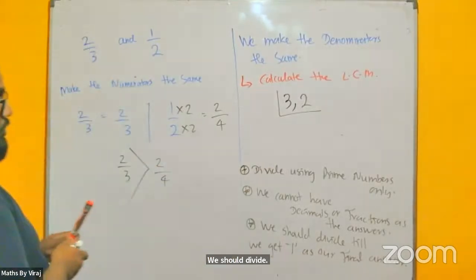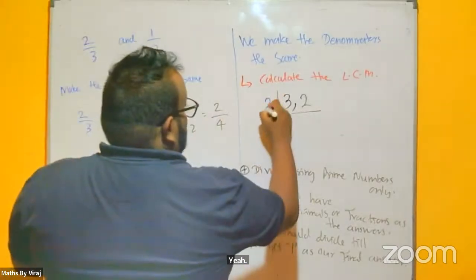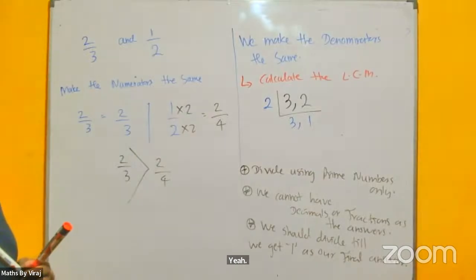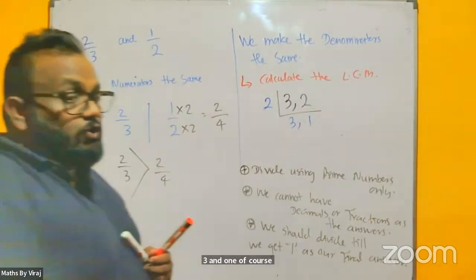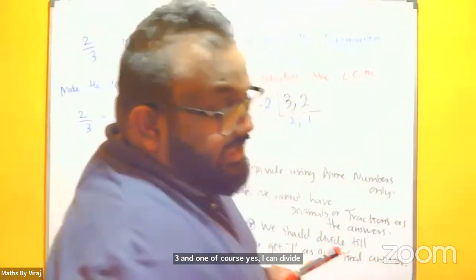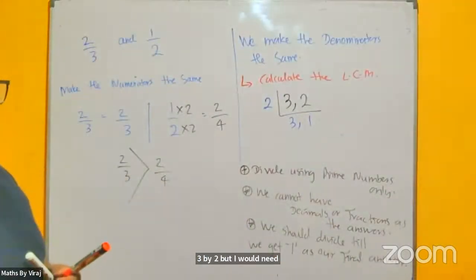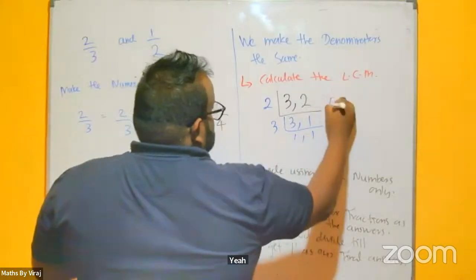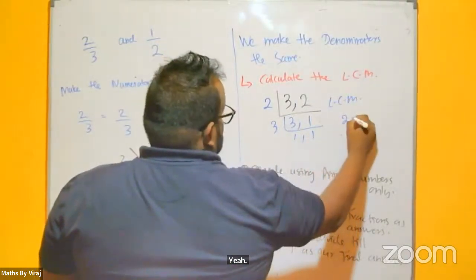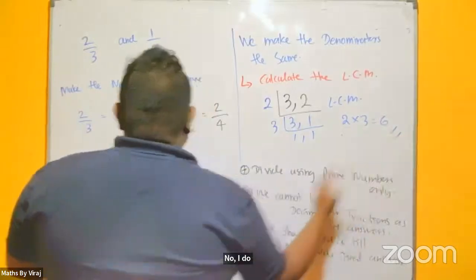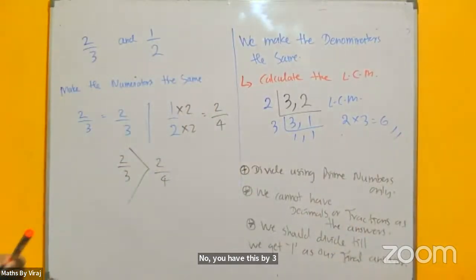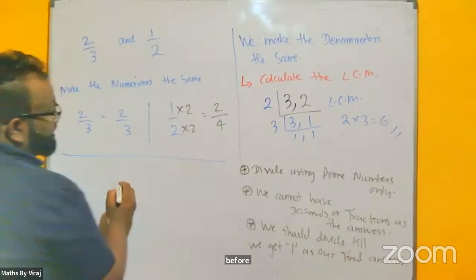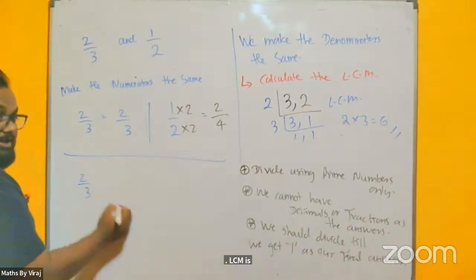So what are we going to do? I will divide this by 2. 3 and 1. Of course, yes, I can divide 3 by 2, but I wouldn't do that. The reason is, if I were to divide 3 by 2, I'll get a decimal. Now I'll divide this by 3. So what is the LCM? We have done this before. LCM is 6.